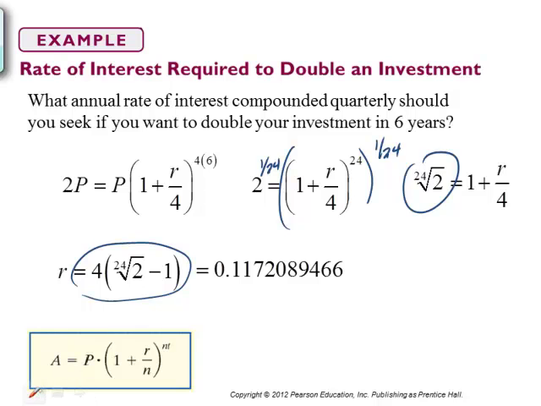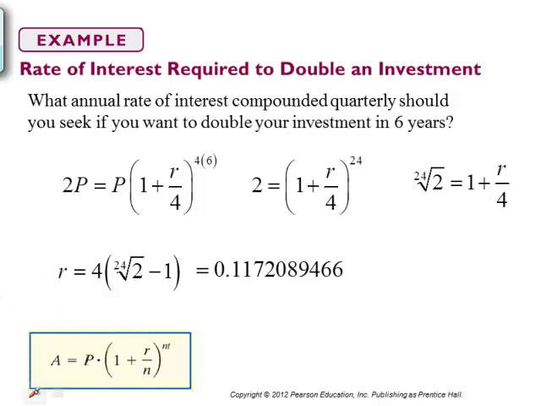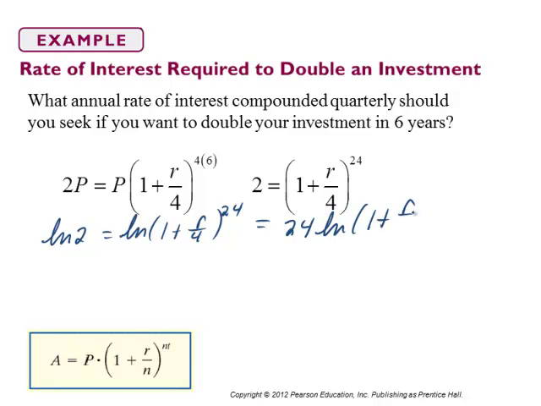Now, how would you do this if you want to use logarithms? Actually, let me erase all the ink. So I'm going to back this up a little bit. Solve this equation for r using logarithms. Well, you could take natural log of both sides here. Natural log of 2 is equal to natural log of (1 plus r over 4) raised to the 24th power, which, by the way, that exponent 24 can come down. So you have 24 times natural log of (1 plus r over 4).